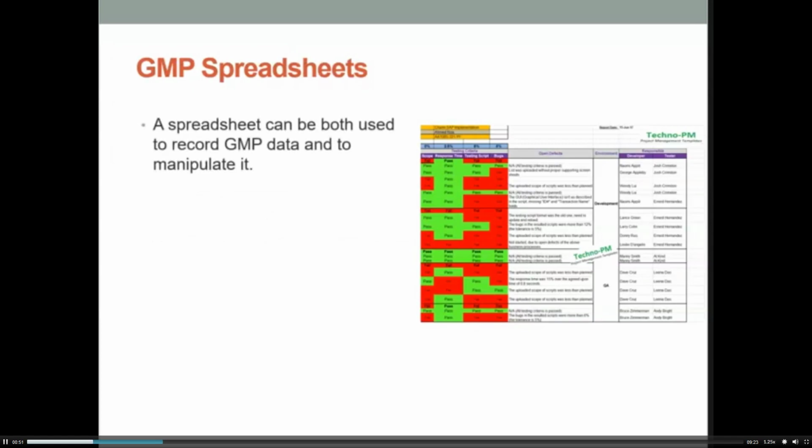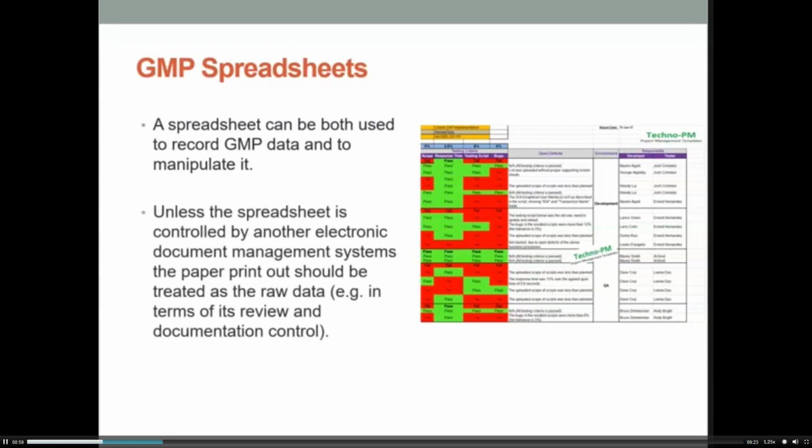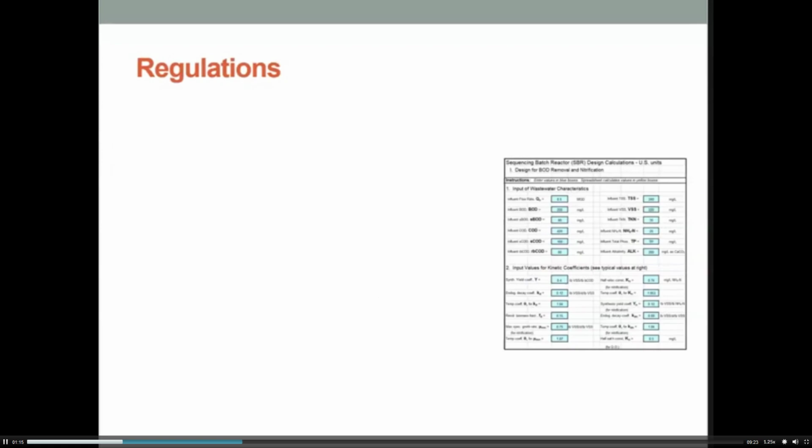GMP spreadsheets. A spreadsheet can be both used to record GMP data and also to manipulate it. Unless the spreadsheet is controlled by another electronic document management system, the paper printout should be treated as the raw data. So, for example, that means in terms of how it's reviewed and signed off and its documentation control.